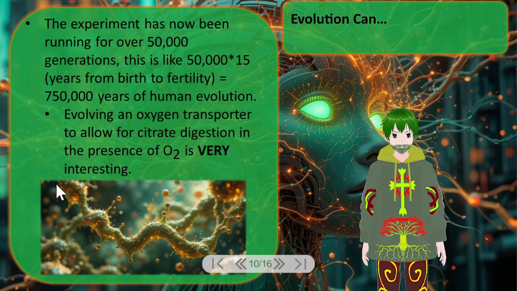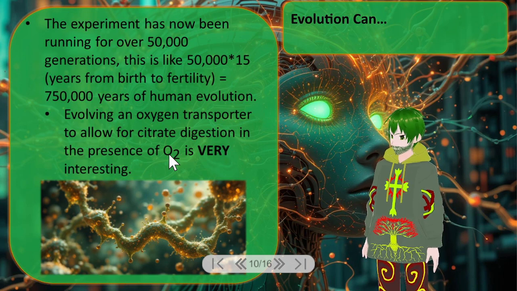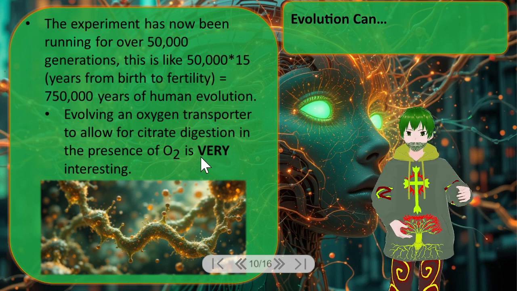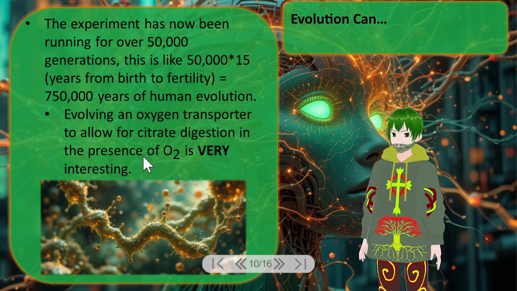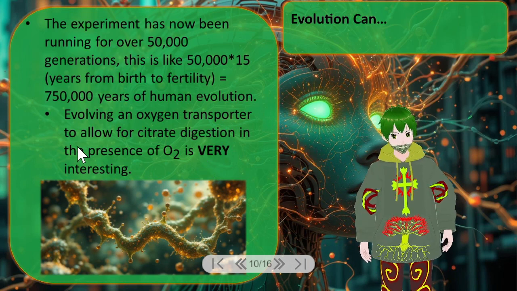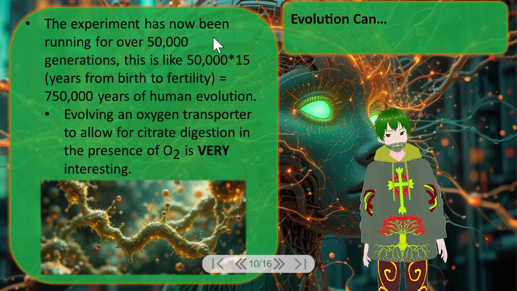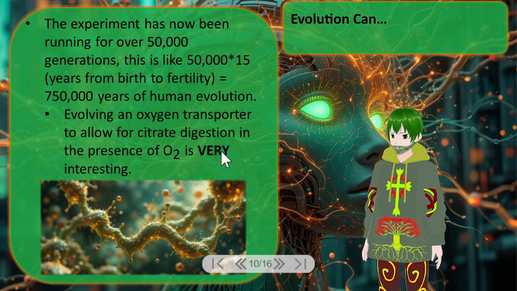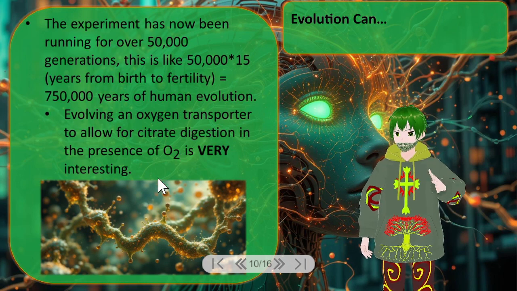This is the very best that evolution can do, and it's really interesting. I don't want to make it sound insignificant. The ability of a single protein to get rid of oxygen so that citrate can be digested, happening by chance after 50,000 generations, that's really interesting, okay? And it definitely is pro-evolution can do things. It definitely supports the idea.